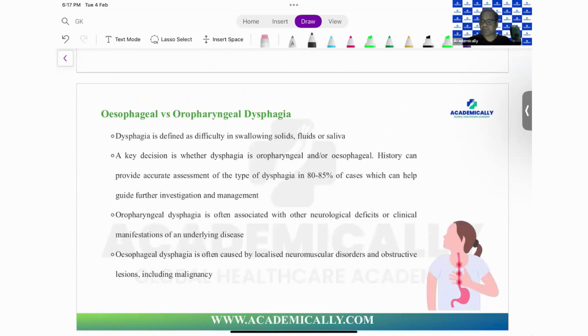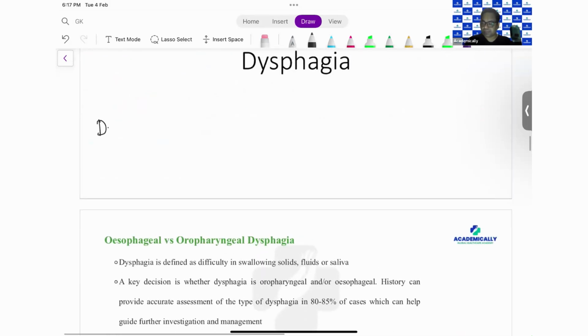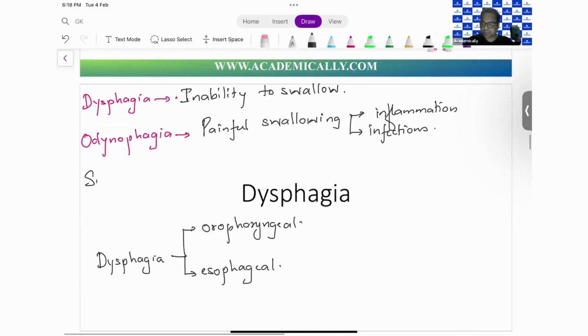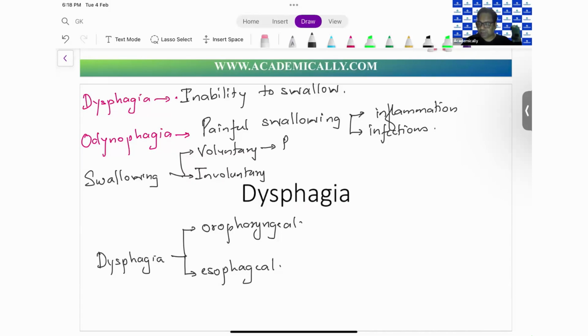Now, when we talk about dysphagia, there are two types: one is oropharyngeal dysphagia, and the other one is esophageal dysphagia. Now remember, for looking at this, we have to see swallowing. The swallowing reflex has two parts: one is the voluntary part and the other is the involuntary part. The voluntary part usually takes place in the pharynx, whereas the involuntary part takes place in the esophagus.